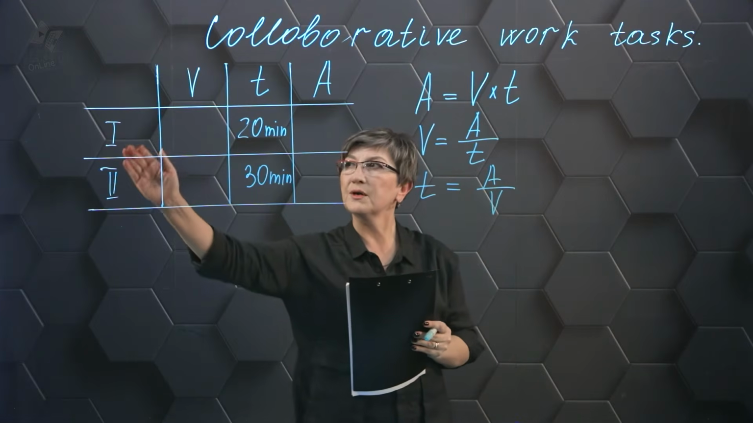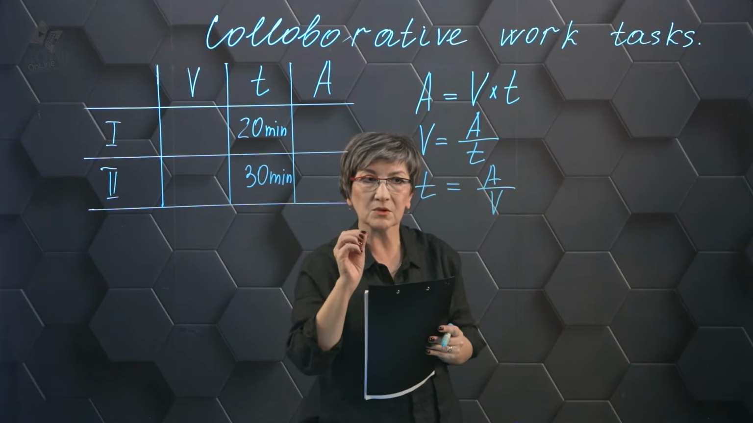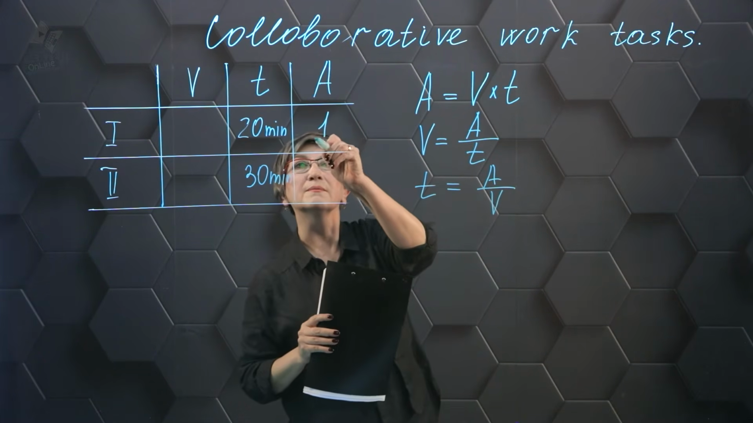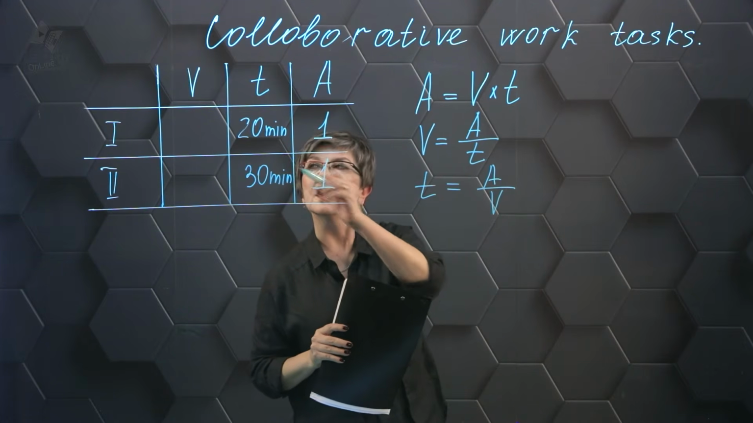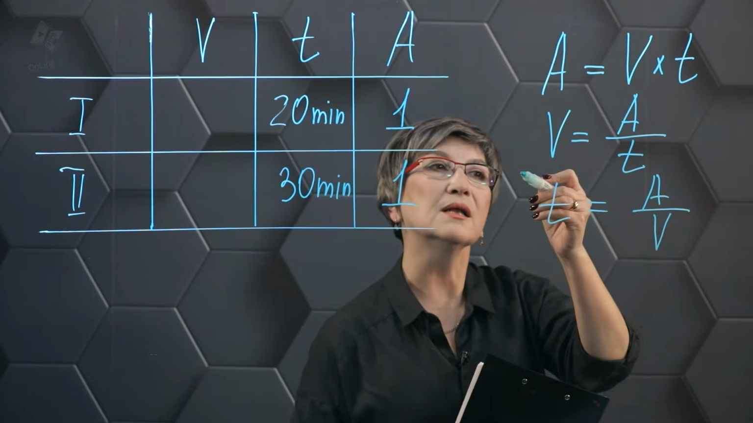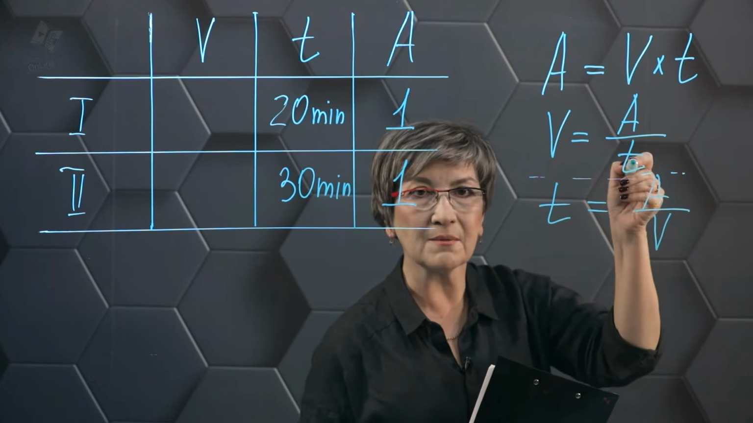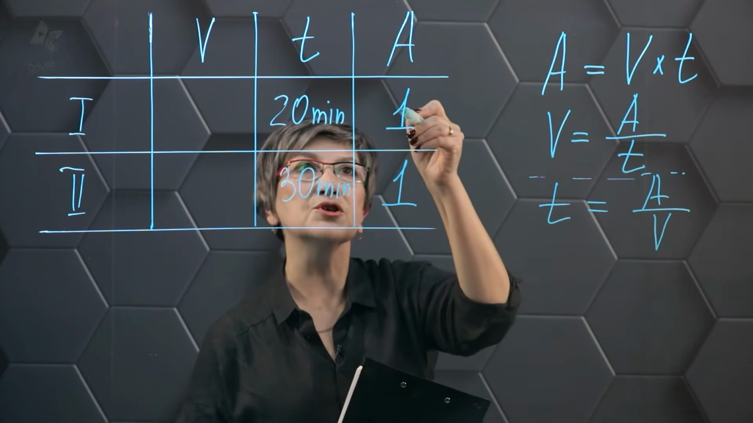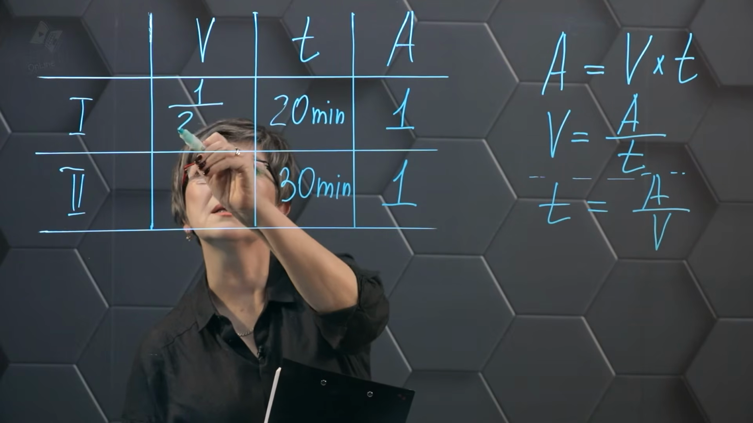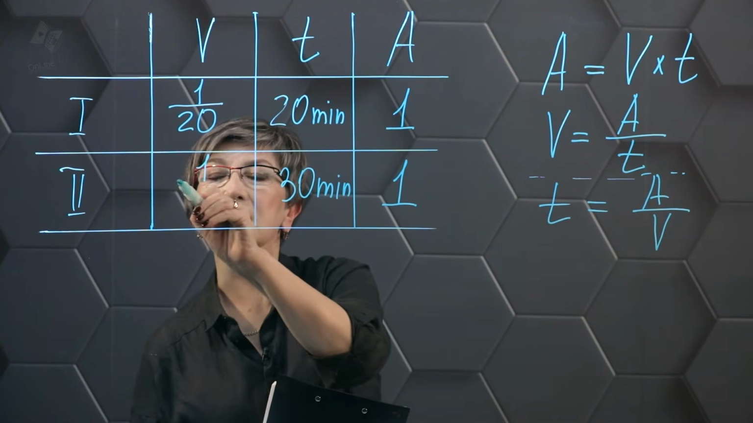Let's go back to the condition. The first worker paints a fence in 20 minutes, and the second worker paints the same fence in 30 minutes. Therefore, the work is a unit. Step 2, I need to calculate productivity. To find productivity, I need to divide work by time. The work of the first worker is 1, divided by time is 1 divided by 20. And the productivity of the second worker is 1 divided by 30.